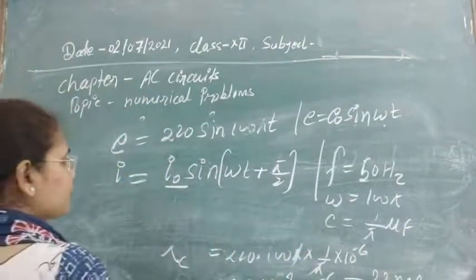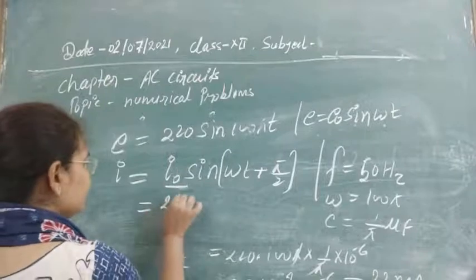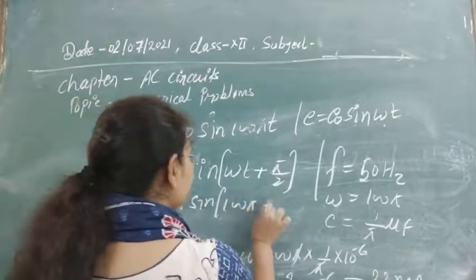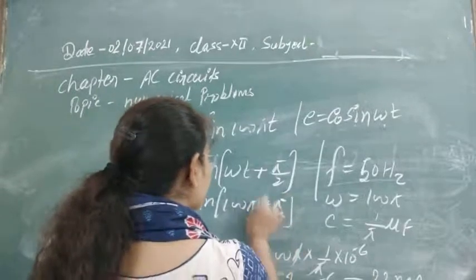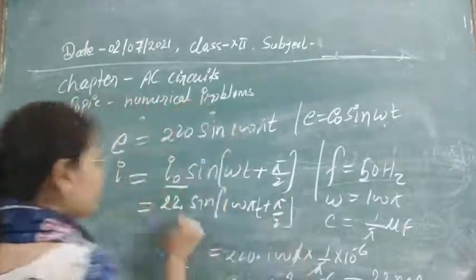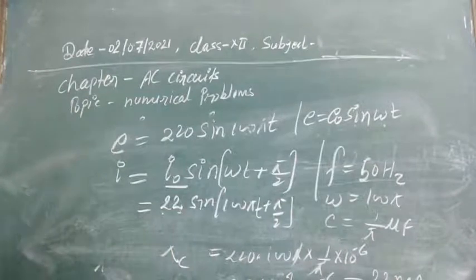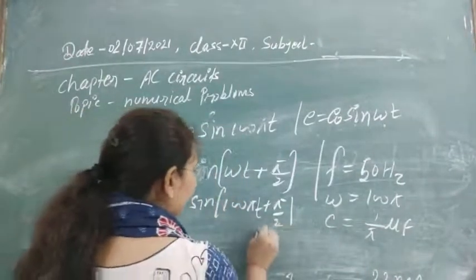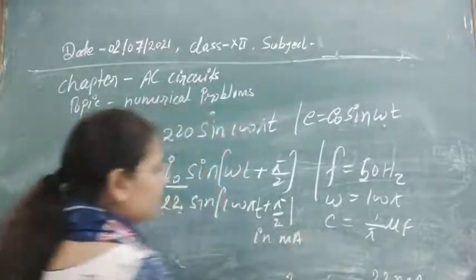Now if we put this value in this equation, it becomes 22 sin(100πt + π/2), and as we have written I0 in milliampere, at last we have to mention here that we have written our values in milliampere.